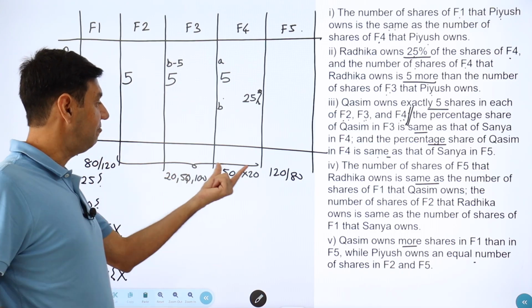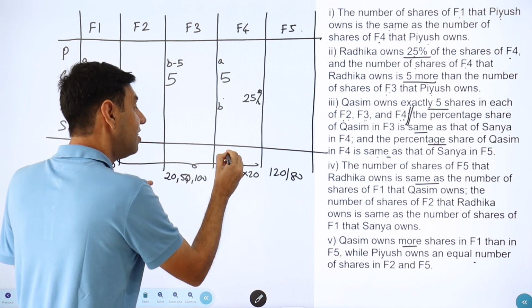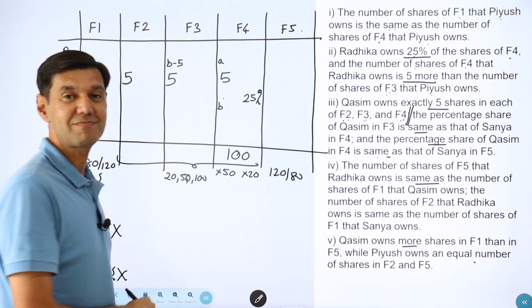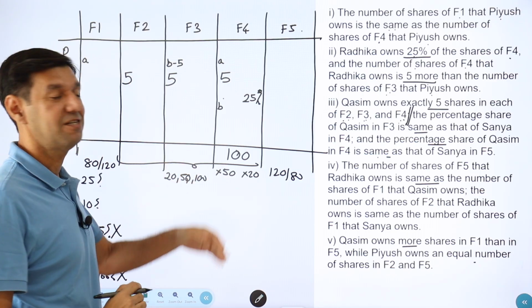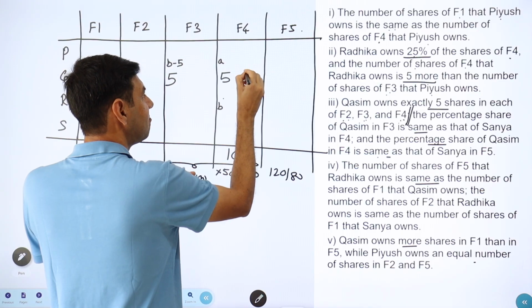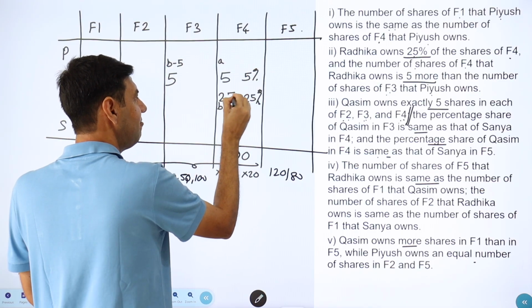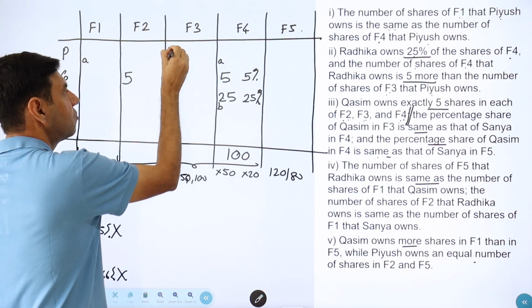And hang on, if the middle is this and this cannot be 50 and 20, this has to be 100. See how much information we can get. And if this is 100, 5 out of 100 is 5%. 25% of this is 25. And if you know B, you know this also.